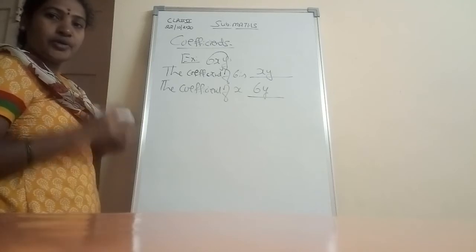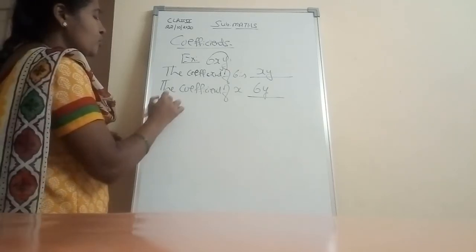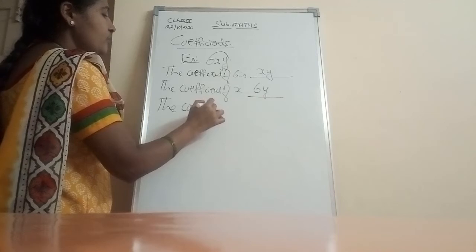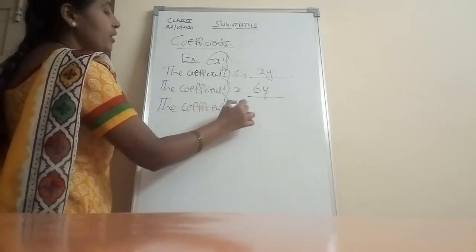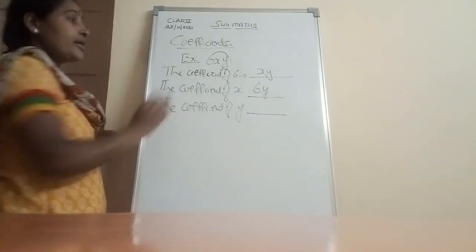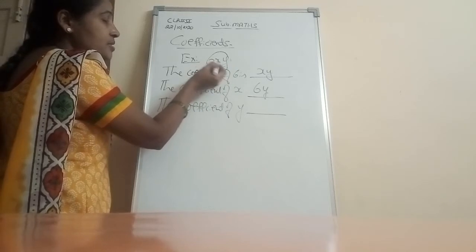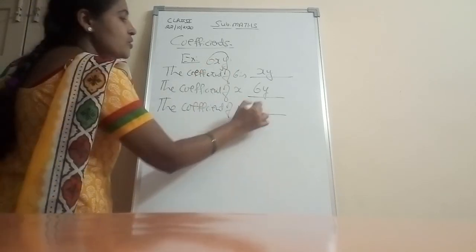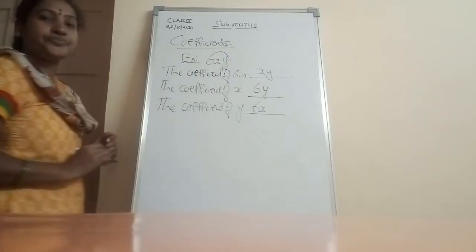I hope you have understood and you are getting an idea. Next, the coefficient of y. The coefficient of y, what is the answer? Except y, which are all the terms there? Which are all the factors there? Except y, 6x is there. So 6x is the answer.